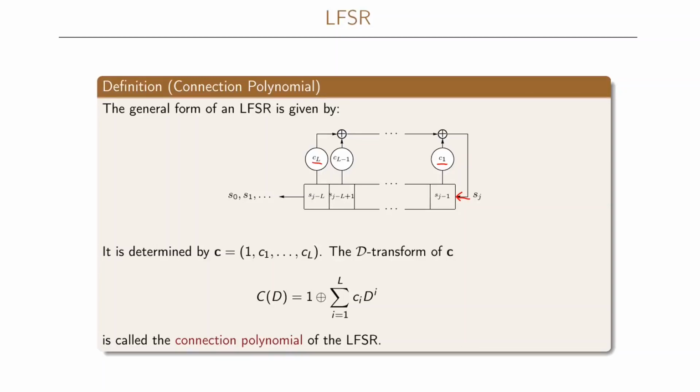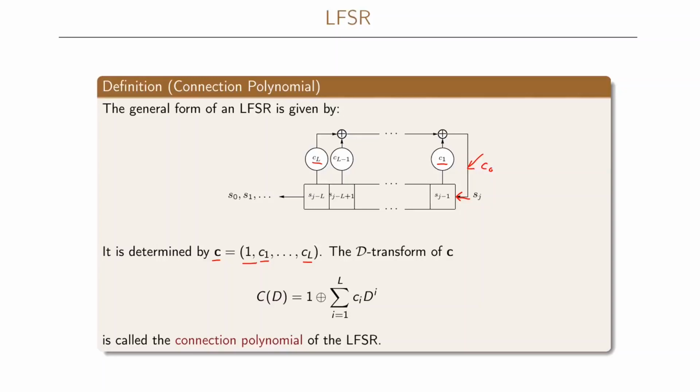So our LFSR is completely determined by the vector that we call C, which is first a 1, and the 1 corresponds to C0 equals 1. So we can call this one C0. And then we have all the other constants, C1 up to CL. So this vector will completely determine the feedback for our LFSR.